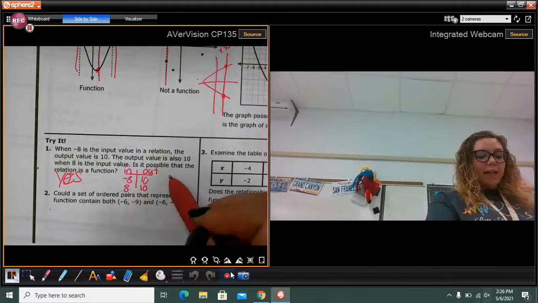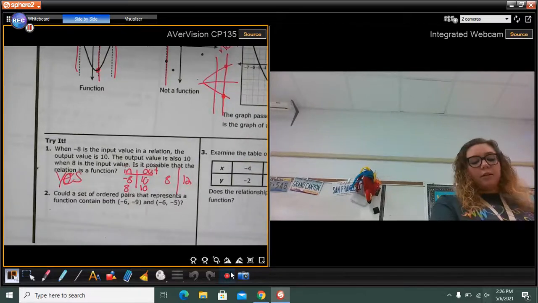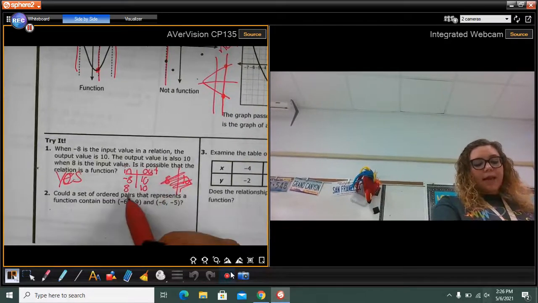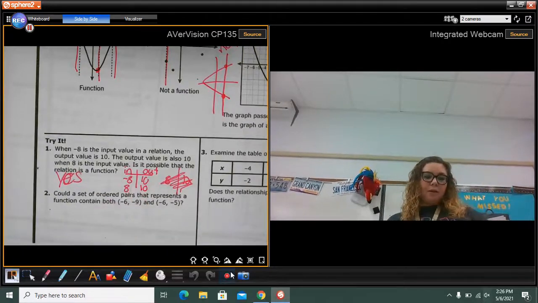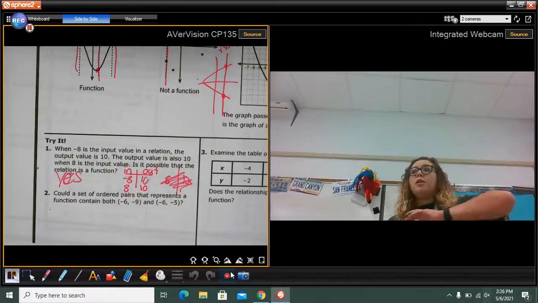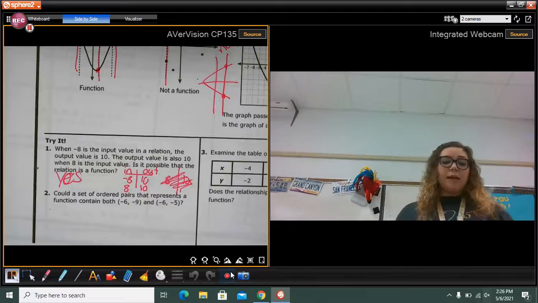Now, if I were to add an 8 and a 12, then it would not be a function. Okay, but since my x values do not repeat, it is a function. Okay, and you're just looking at your x values. You're not looking at your y values. All your y values can be the same. However, your x values cannot be.